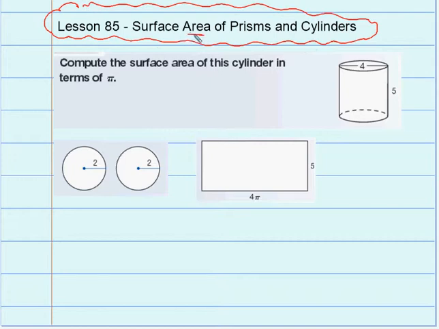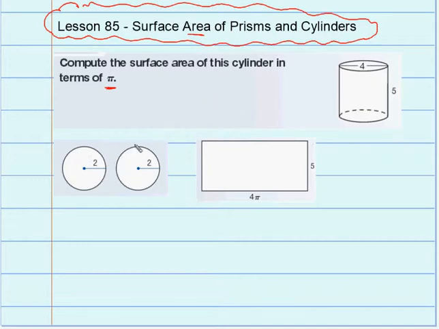So surface area, remember, we're going to find out how much area is on the surface. In this case, we're looking at a cylinder, and we want to compute the surface area of the cylinder in terms of pi. So we're not going to use 3.14, and we're not going to use 22/7, we're going to leave it as pi. So the surface area is the area of the top and the area of the bottom and the area of the sides. If you can draw or sketch those pictures of those items or the net, that will help you calculate the surface area.